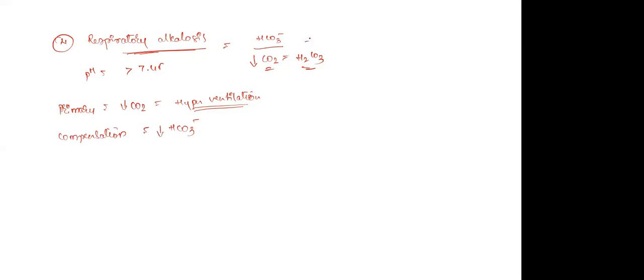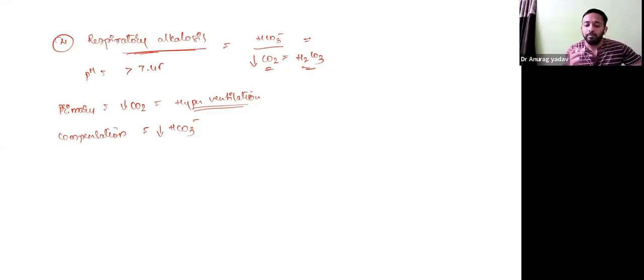Correct? Because the compensation always goes hand in hand with the primary defect. If carbon dioxide decreases, bicarbonate also decreases. If carbon dioxide is increased, bicarbonate also increases. And vice versa: if bicarbonate is high, carbon dioxide also goes high as a compensation, and if bicarbonate is low, carbon dioxide also comes low. So the compensation is a decrease in bicarbonate levels. That is seen in the case of respiratory alkalosis.